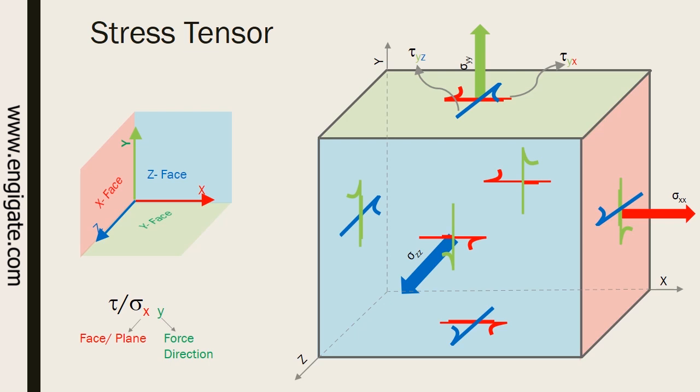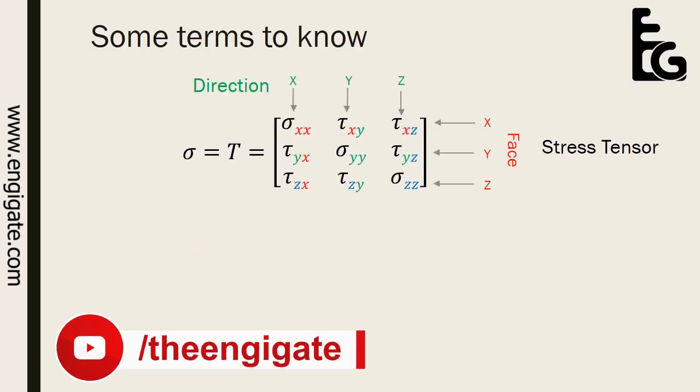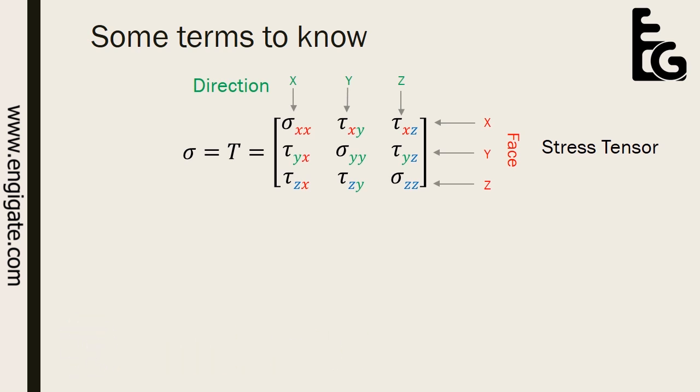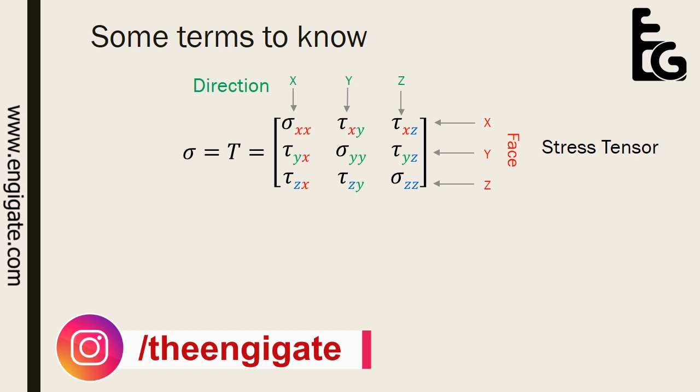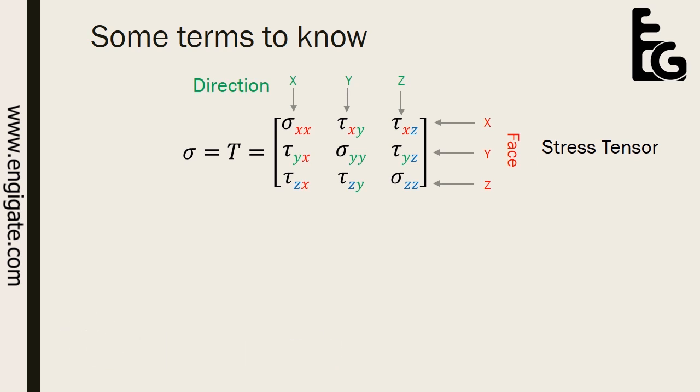So now moving further, all stresses are shown in the form of a matrix that is called the stress tensor. As shown here, the plane notation is arranged horizontally and the force direction is arranged vertically. That is, the first row will have all the components of the x face and the first column will have all the components of the x direction of the force. Now in a row, the first letter is of the same color, that shows the plane, and in a column the second letter is of the same color, that shows the direction of the force.